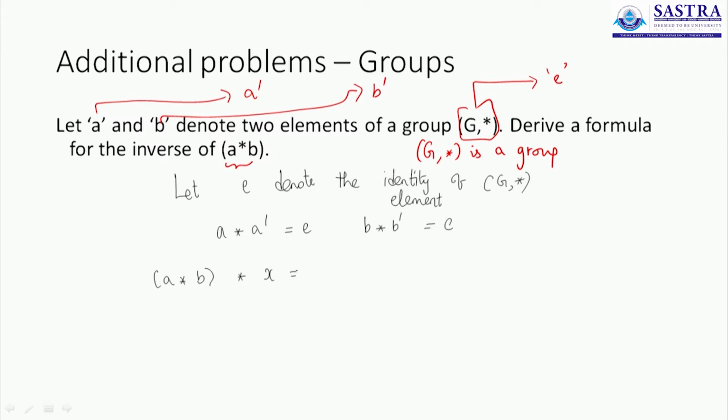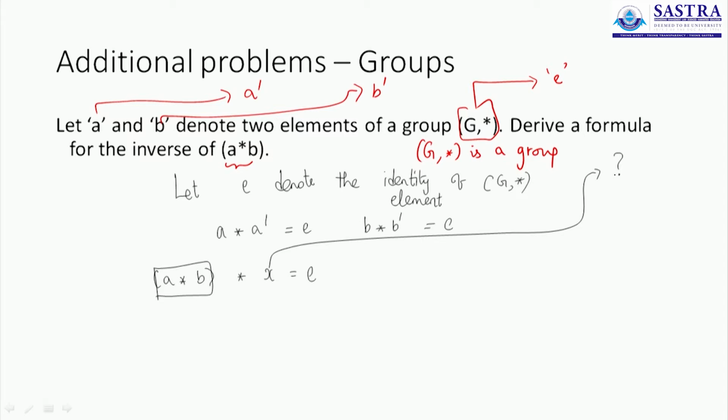We are looking for the answer of X. What can X be? X is some element which, when multiplied with this A star B, the result of A star B is going to return the identity element E. So X, when operated on the result of A star B, is going to give us the identity element E. We don't know what X is, and that's what we are trying to find out. We are trying to find out a formula for X. What can X be?